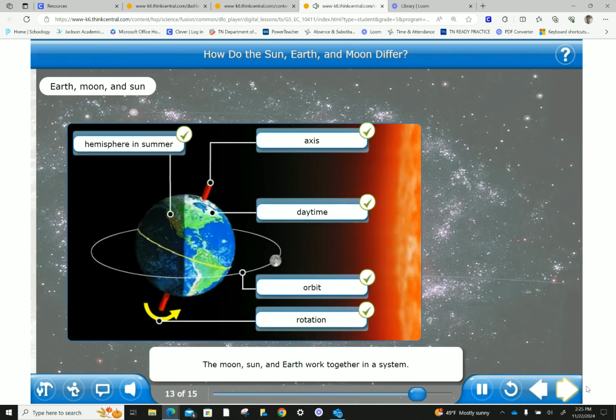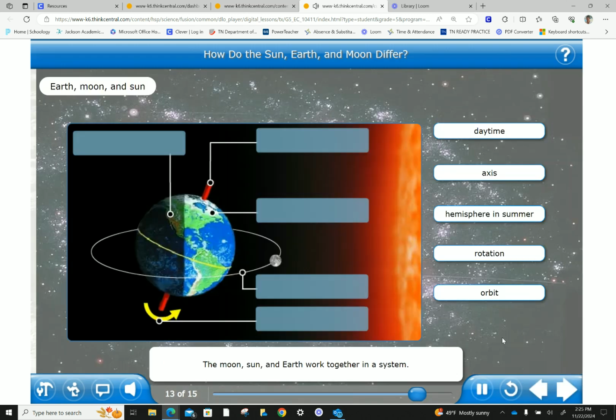The moon, sun, and Earth work together in a system. The moon moves around the Earth, and together they revolve around the sun. Look at the image below. Drag the labels into place to describe parts of this system.